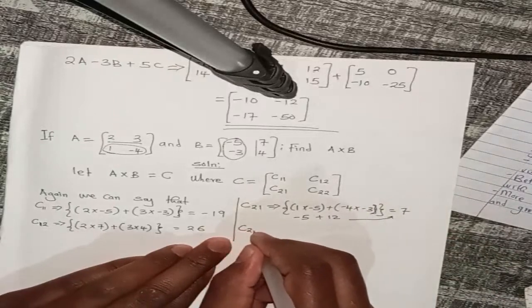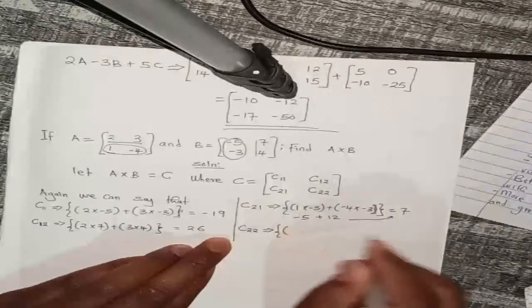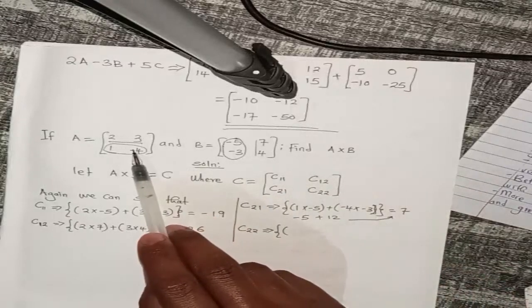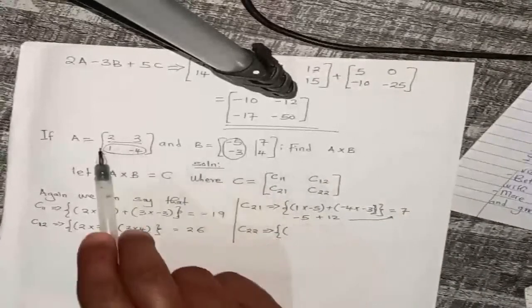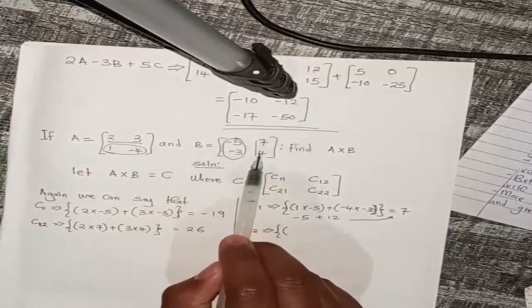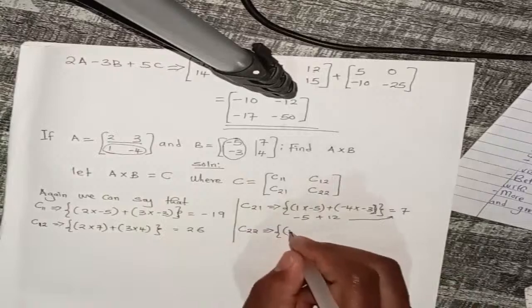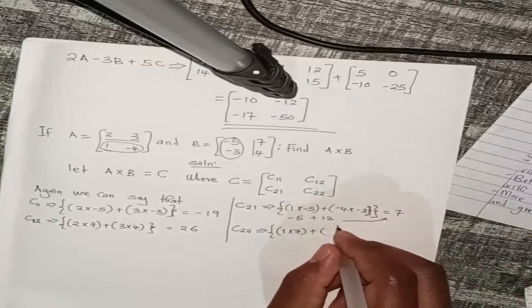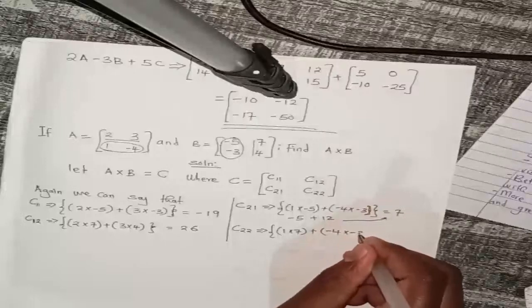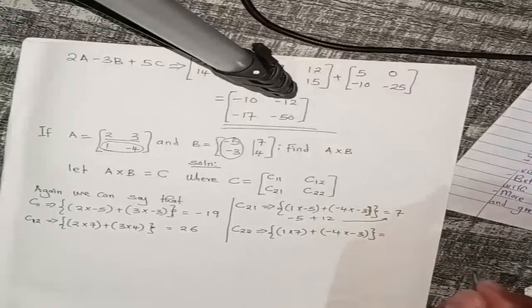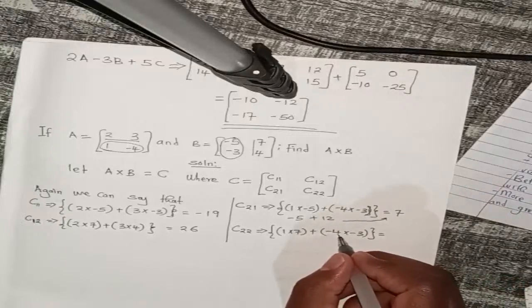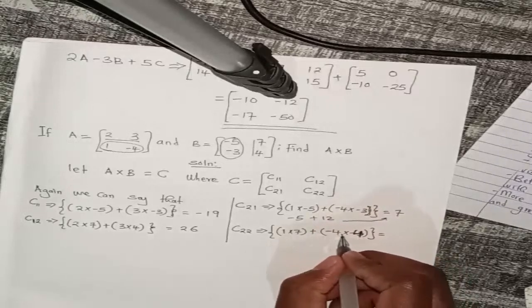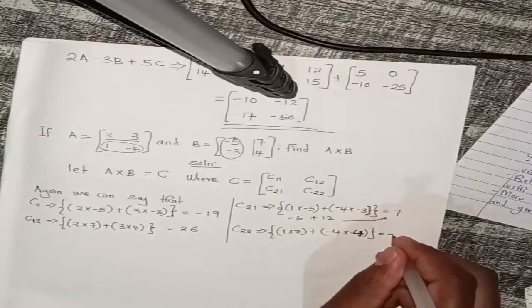Then we have C22, which is the sum of the products of the second row elements of A and the second column of B. So it is 1 and -4 multiplied by 7 and 4. And this is to say 1 times 7 plus -4 multiplied by 4, and this will give -9.